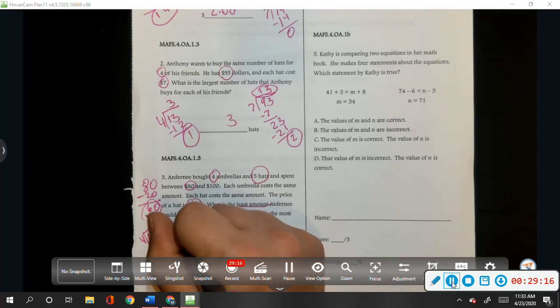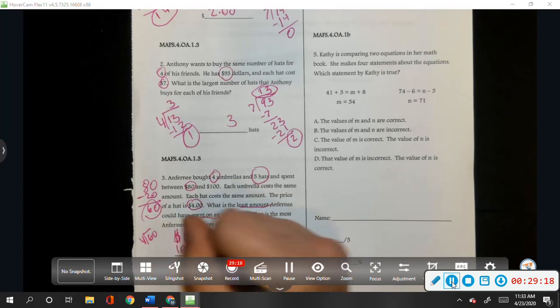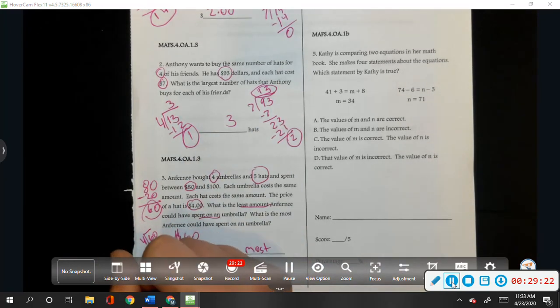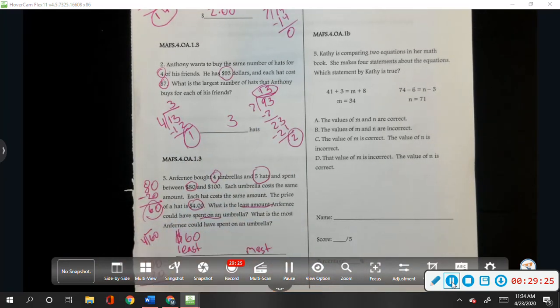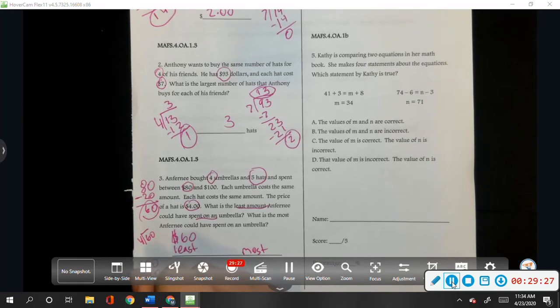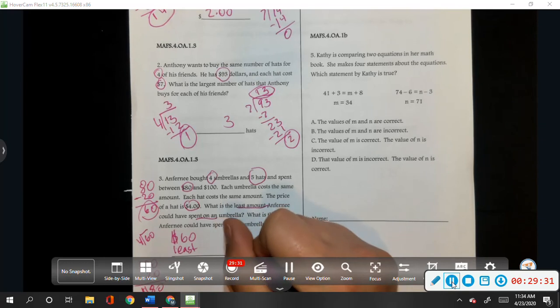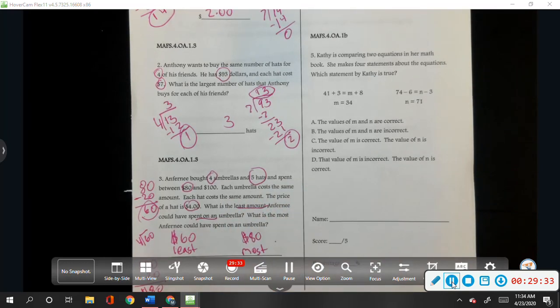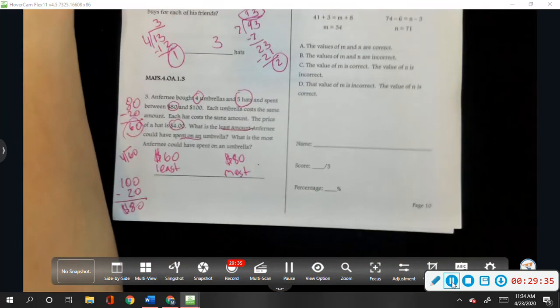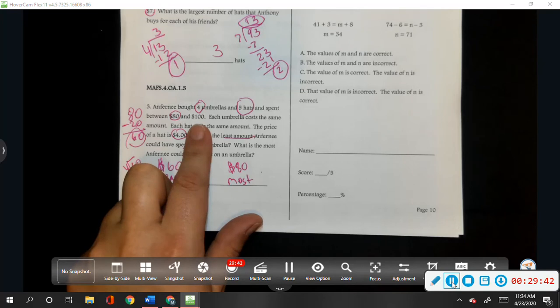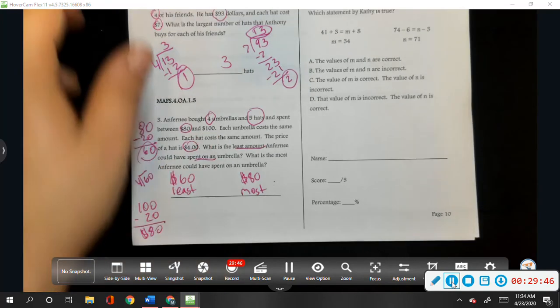$60 is the least. The most she could have spent is, we're going to take that $100 and subtract the $20 we spent on the hat. That becomes $80. Super easy. So to find the least amount, I just subtracted from the smallest amount we could have spent, and for the most amount, I took the $20 from the hats and took it from the most we could have spent.